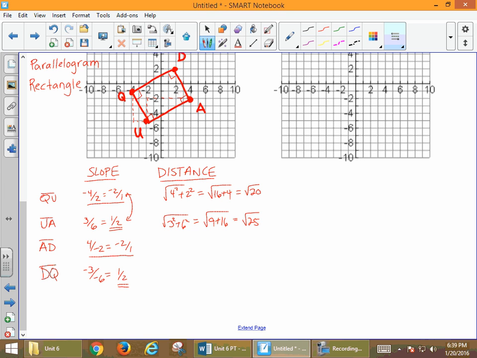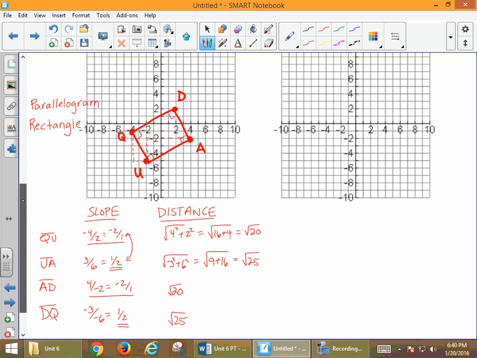So this figure is both a parallelogram and a rectangle, and that is it. Could I find the distance of AD and DQ? Absolutely. You would find that AD is radical 20. You would find that radical 25 is the distance of DQ. So you have opposite sides that are congruent, but they are not all congruent. You're still stuck at parallelogram and rectangle.